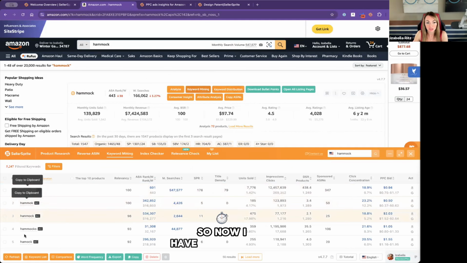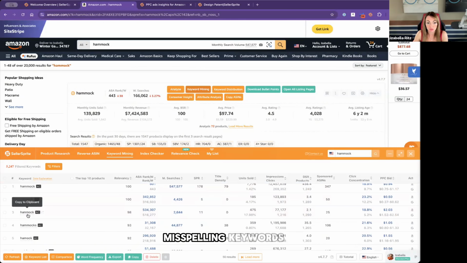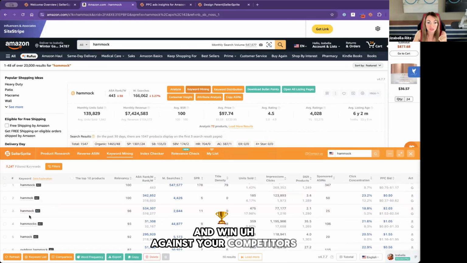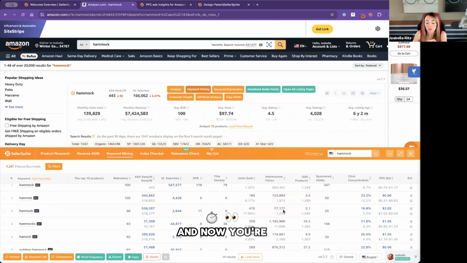Now we can go over the keyword mining, and if I click here, you will see what will happen next. So now I have the keywords for, for example, hammock or keywords with misspellings, which is extremely important if you are planning to target keywords for your product, and you want to get some sales and win against your competitors. For example, hammock has 2,644 searches a month, and now you're able to see the amount of impressions you can have and the amount of potential sales you can get from this specific keyword for your product.